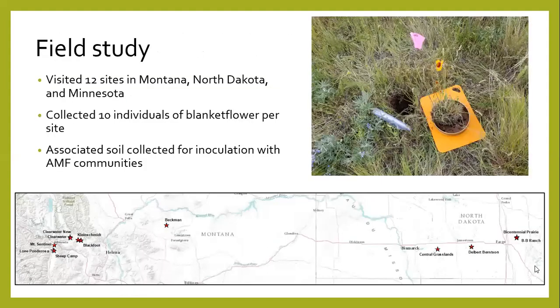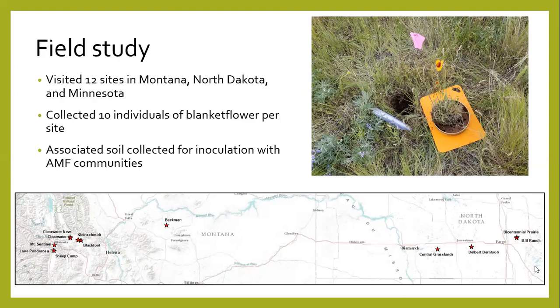So then for my field study, I visited 12 sites in Montana, North Dakota, and Minnesota. And you can see on this map that each red star represents a site, and they're generally all at the same latitude, just on a longitudinal gradient. And this setup is interesting because there are very few studies of AMF communities across geographic distances looking at the plant species, so this is exciting. Most studies are just at a single site or just a few sites. We don't really get a sense of what kind of variation there is with geography and what might be driving those differences.